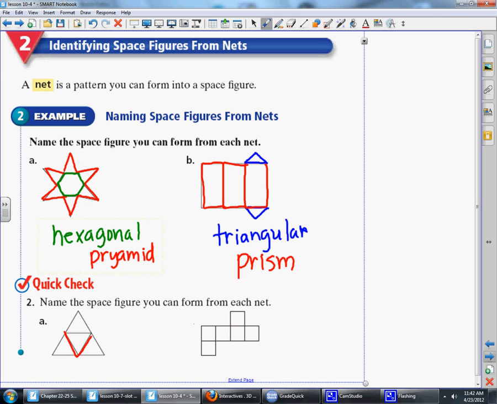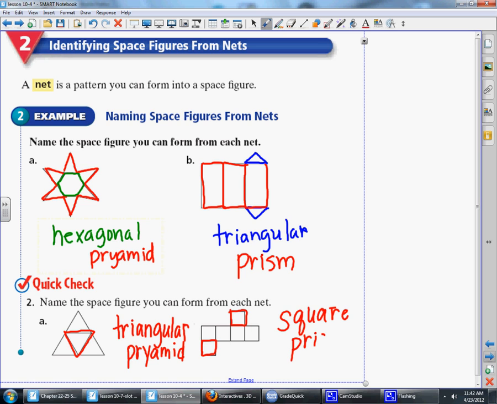Okay, here we have a triangular base and triangular lateral faces. So this is a triangular pyramid. Here we have two parallel faces or bases that are squares. So this is called a square prism because the lateral faces are squares. Something that has all square faces, its special name is called a cube.